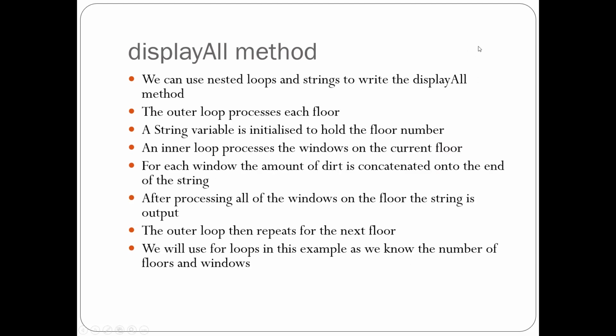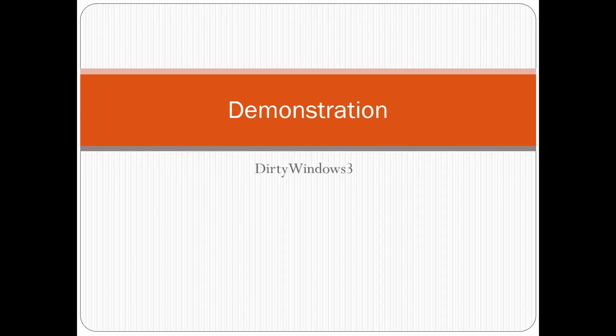So what we're going to do is write a new method called display all, and that method is going to go through all the floors and all the windows of our building, and it's going to build a string of all the dirt on all the windows on one floor. And once we've gone through all the windows, it will output that value and then move on to the next floor and process that floor until we reach the top. So let's have a look at that.